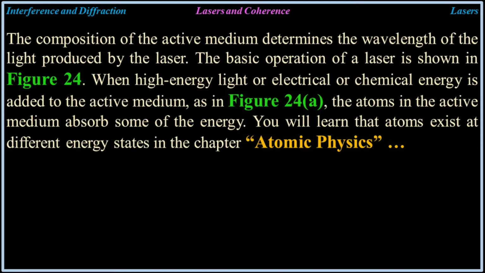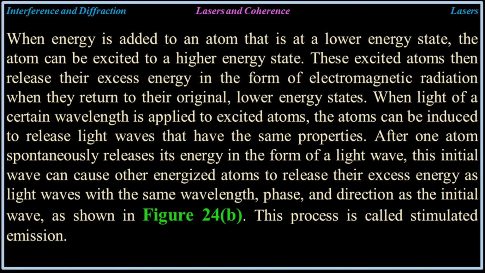When high energy light or electrical or chemical energy is added to the active medium, as in figure 24a, the atoms in the active medium absorb some of the energy. You will learn that atoms exist at different energy states in the chapter Atomic Physics. Go back and look at figure 24 and see if it makes sense. When energy is added to an atom that is at a lower energy state, the atom can be excited to a higher energy state. These excited atoms then release their excess energy in the form of electromagnetic radiation.